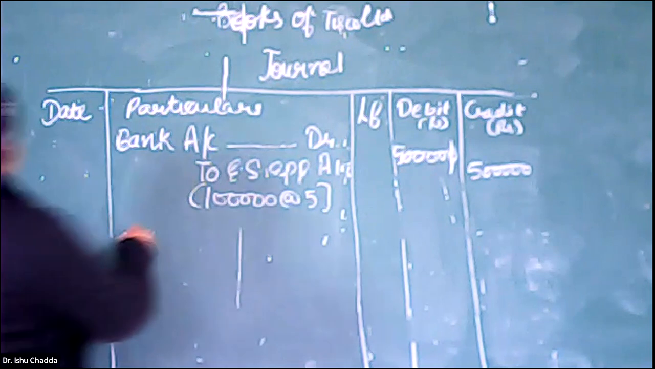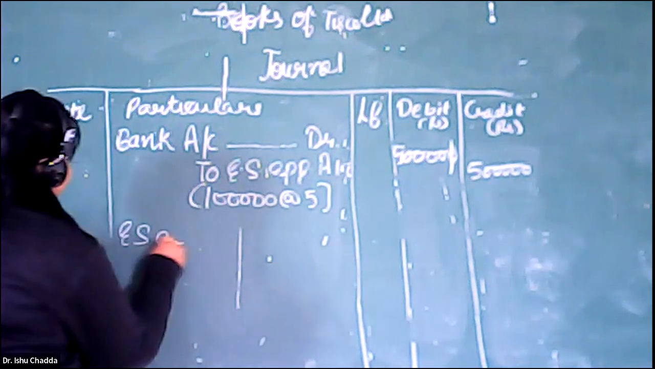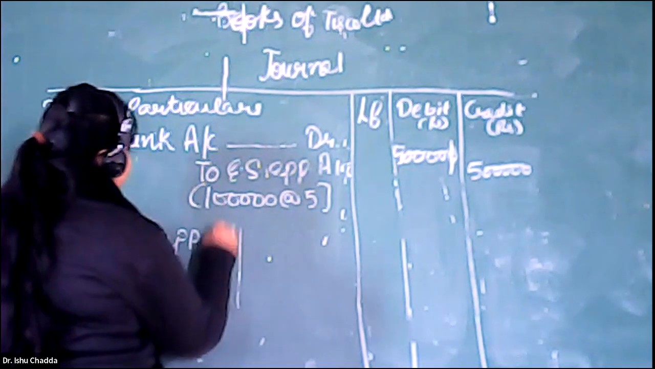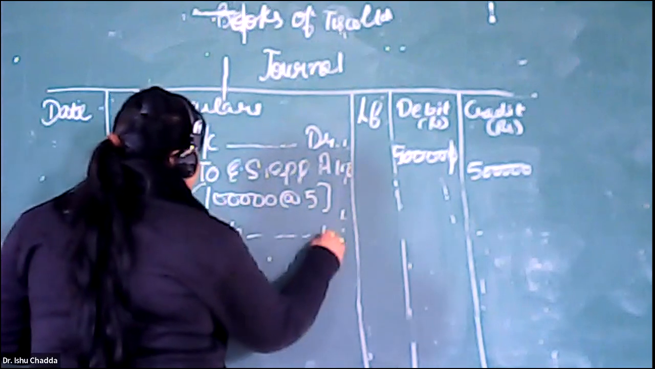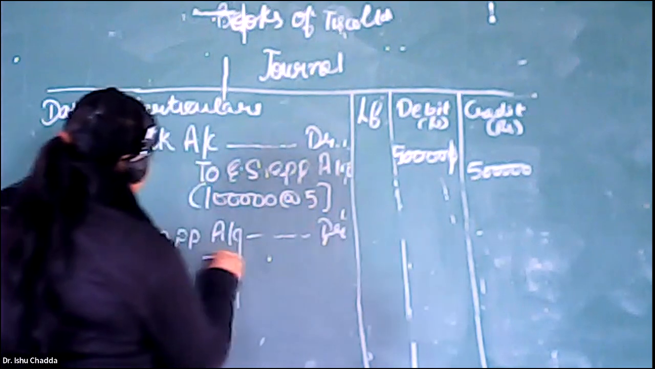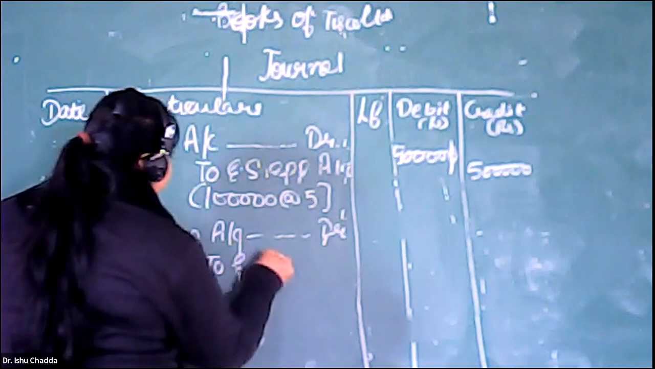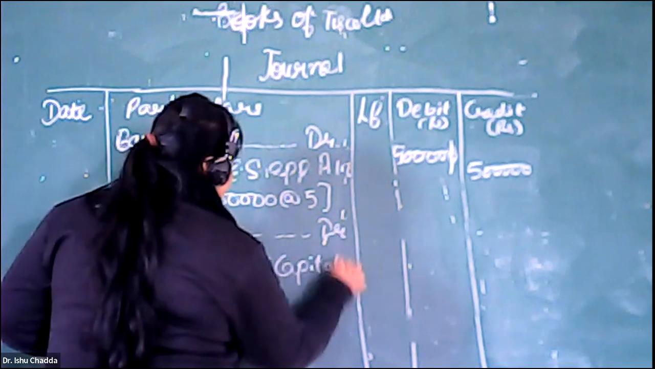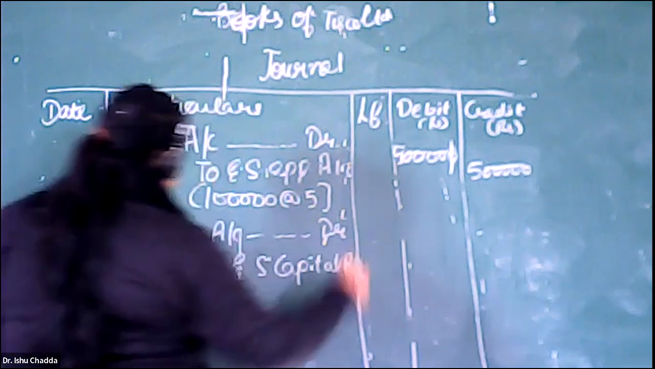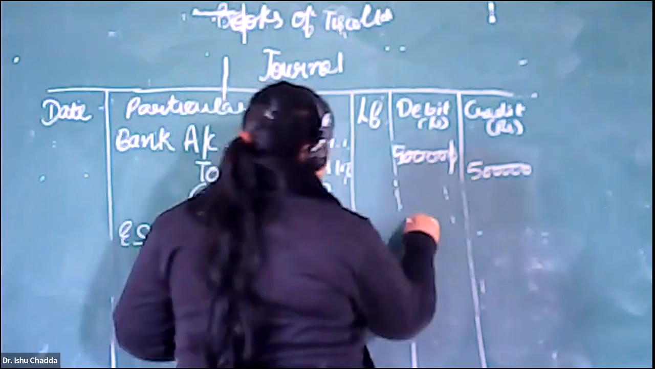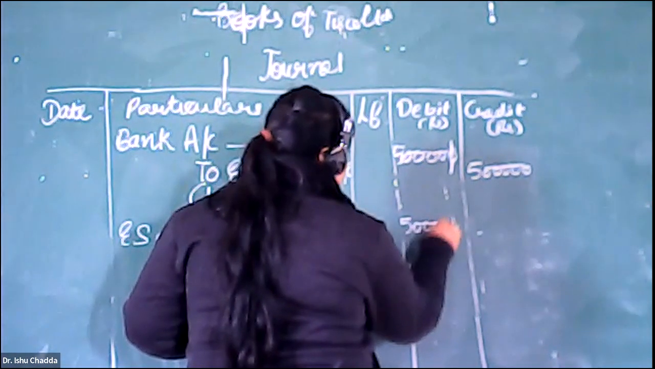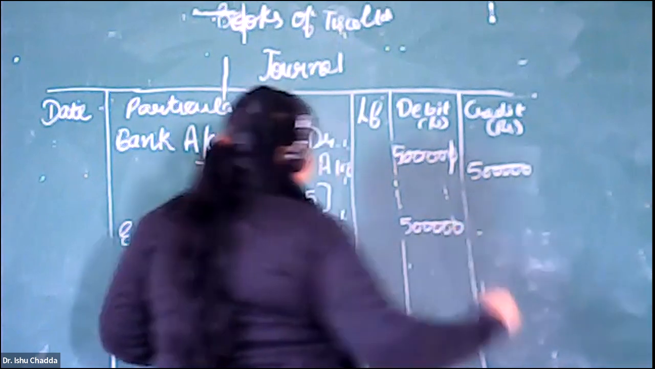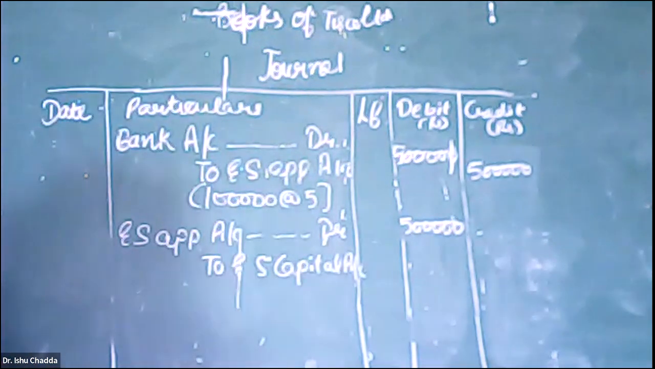So what did you do? Equity share application account debited to equity share capital account, and the money was 5 lakh as per the earlier entry, that is 5 lakh.